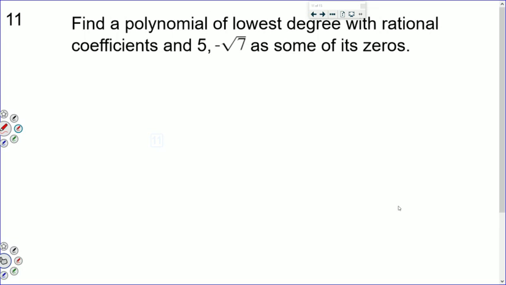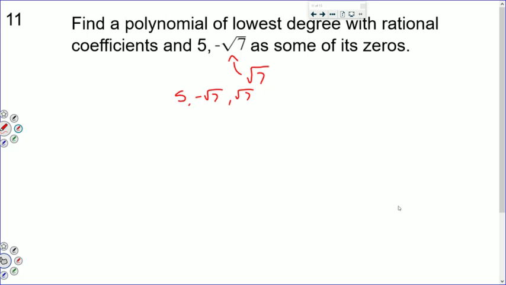On to the next problem. Next, we need to find a polynomial of lowest degree with rational coefficients and 5 and the negative square root of 7 as some of its zeros. So if we have the negative square root of 7, then we automatically need the square root of 7 as another solution. So our zeros are going to be 5, negative square root of 7, and square root of 7. Okay? So if you want to flip back, I believe it was to number 9, yeah, number 9 that had another polynomial building.